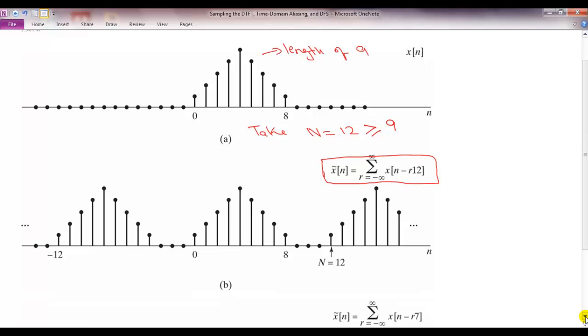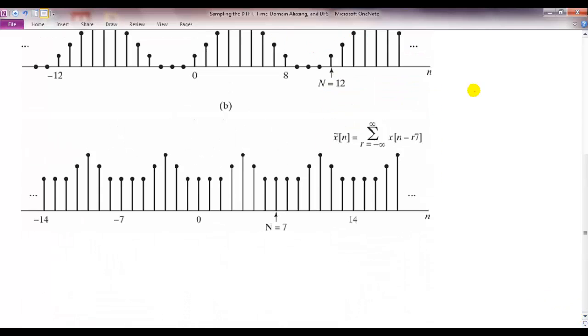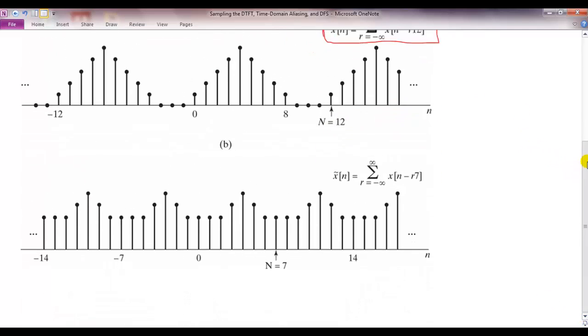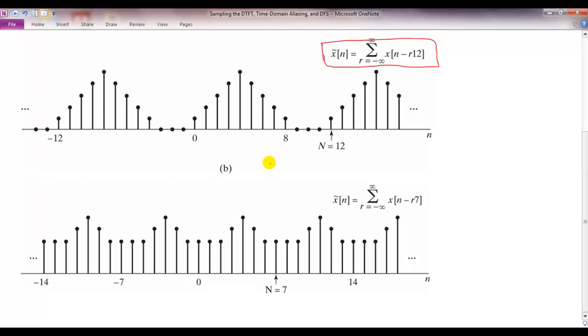But let's take the example where you have the same sequence, but now I take only N equal to 7 samples. The discrete Fourier series coefficients correspond to 7 samples of the DTFT, which we are not showing in this picture, by the way. So the 7 samples correspond, if you use the synthesis equation, to this x tilde of n.